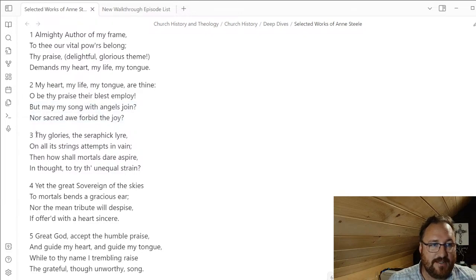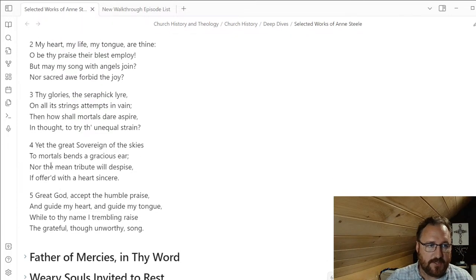And she says, thy glories, the seraphic lyre, on all its strings attempts in vain. In other words, the seraph's songs, the seraph's approaches of these things, their harps, it seems that there is a certain vanity or worthlessness in it. How could we dare to aspire to be the ones to worship you in thought to try the unequal strain? In other words, our worship is not filling up some lack in God. We don't have the ability to serve God in that manner, as if he lacks anything. That you can pull right from the scriptures.